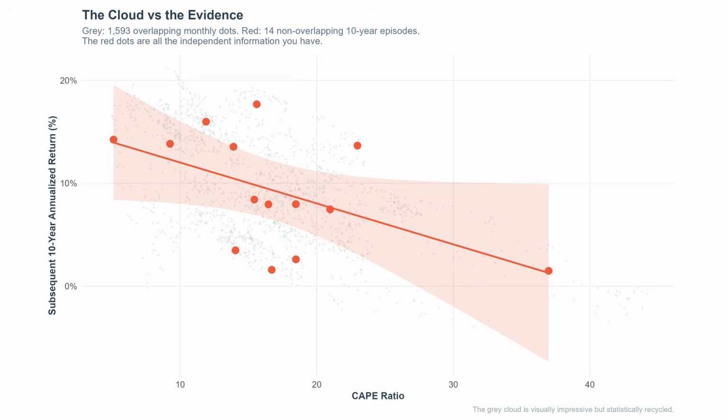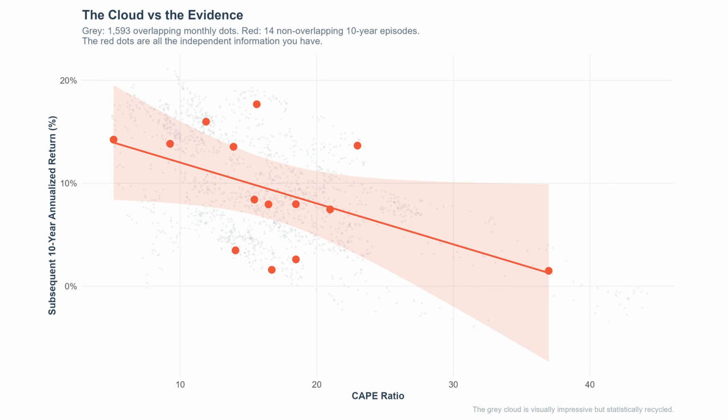And there are only 14 of them. Yeah. Those 14 red dots are the non-overlapping 10-year episodes. They are the actual, unvarnished, independent evidence you have. And they are spaced out so widely, the beautiful, dense pattern is completely shattered. I mean, to be fair, there's still a very loose, general downward slope, like the red dots on the left side of the chart are generally higher than the red dots on the right side. But it is incredibly noisy.